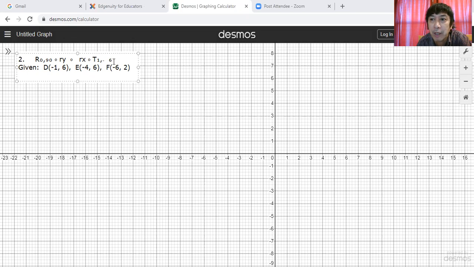That will be for the x and y, followed by the next to the left, reflection about the x-axis, then reflection about the y-axis, and finally the rotation about the fixed point origin at positive 90, which is counterclockwise. The given points are 3 points, so we have a triangle here. Point D is negative 1, 6. Point E is negative 4, 6. And point F is negative 6, 2.